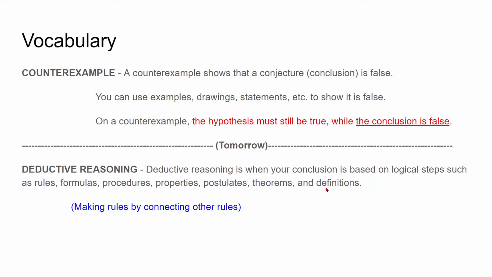Deductive reasoning is when your conclusion is based on previous rules, pretty much. So if you already know about the segment addition postulate and you use that to make a new rule, a new theorem, you're using deductive reasoning. Remember, inductive reasoning was where you were looking at the examples and trying to figure out a rule or a pattern from what you see. Deductive, you're using rules or theorems, postulates, definitions to make new rules out of them.